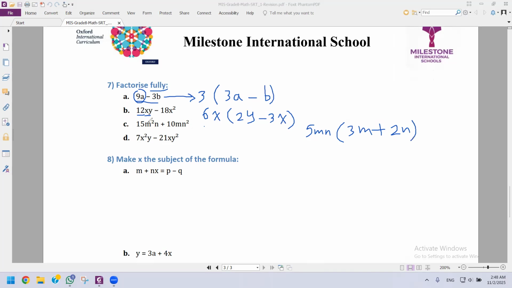Last one, 7 and 21, both of them can be divided by 7. x squared, 1x, we pick 1x. y and y squared, we pick y. Open bracket. 7 divided by 7, 1. x squared divided by x is x. y divided by y is 1, cancel. Then minus 21 divided by 7, 3. x divided by x cancel. y squared divided by y, y.